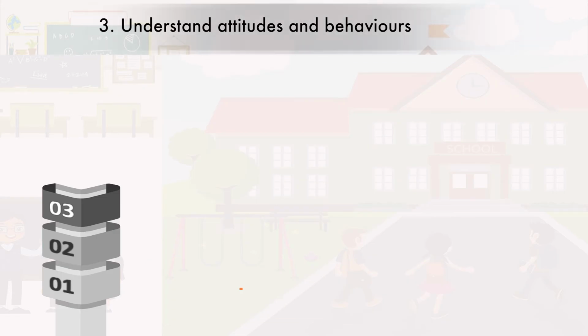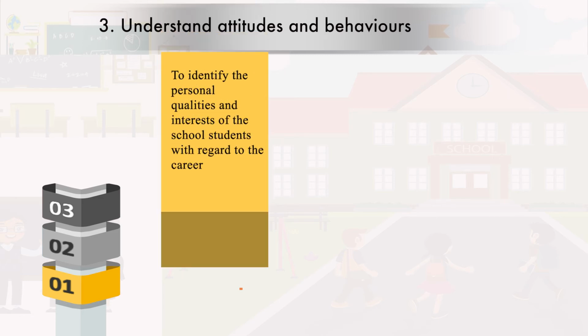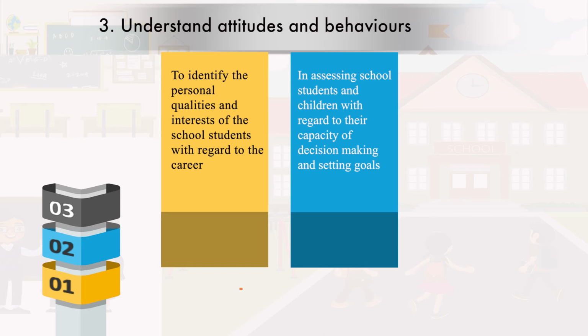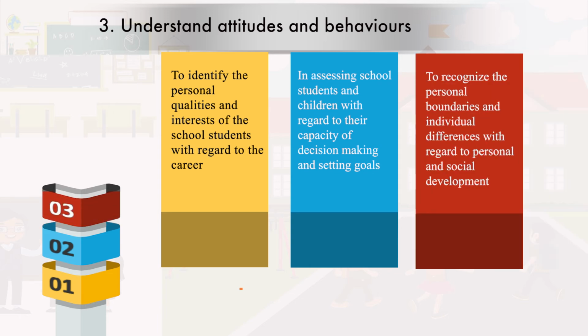It also helps the school counselor to identify the personal qualities and interests of the school students with regard to career and education. Understanding attitudes and behavior will help in assessing school students and children with regard to their capacity of decision making and setting goals. It also helps the school counselor to recognize the personal boundaries and individual differences with regard to personal and social development.